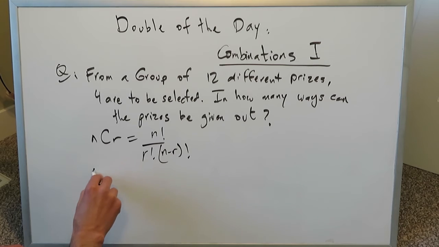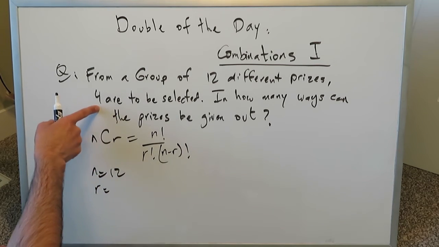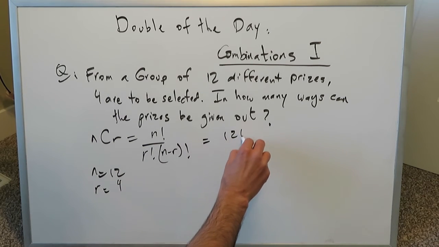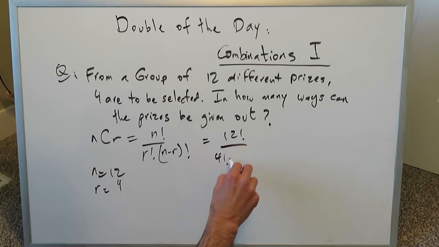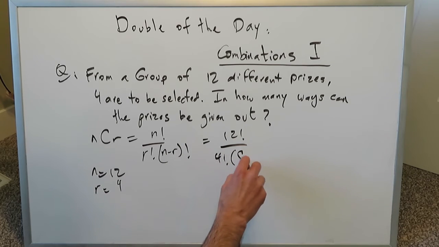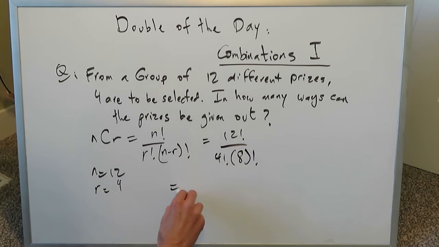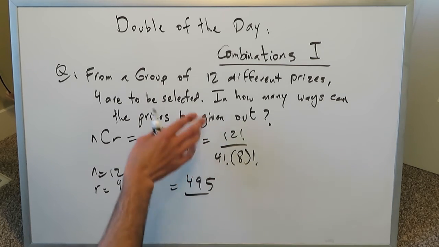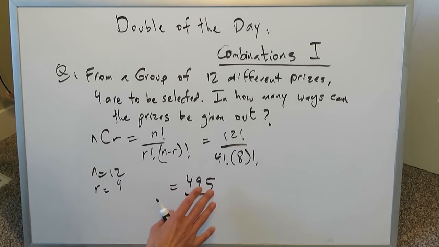In this instance, n is equal to 12, the total. r is equal to what you're trying to get, which is 4, and you have to run it through. You have 12 factorial over 4 factorial and then the difference of those two, which is 8 factorial. You can run this through your calculator or you can do cancellation, but let's run this through and post a good answer. Our answer here will be 495 different ways. So in how many ways can the 4 prizes be given out from a selection of 12? 495 different ways, and that would be your answer.